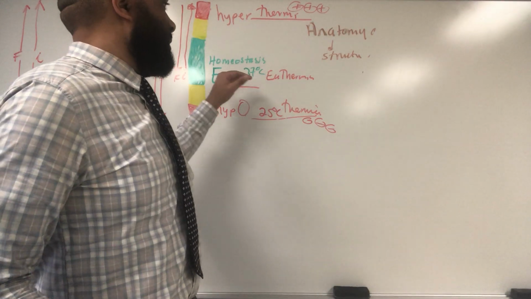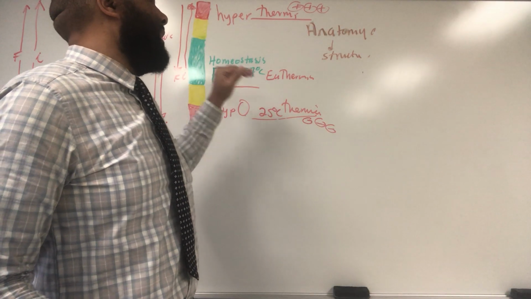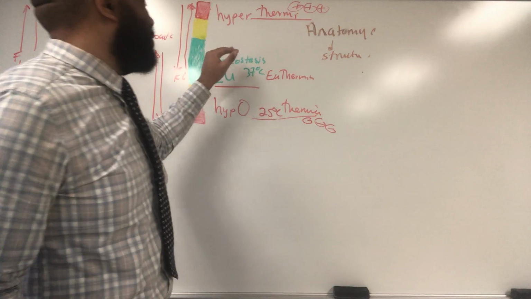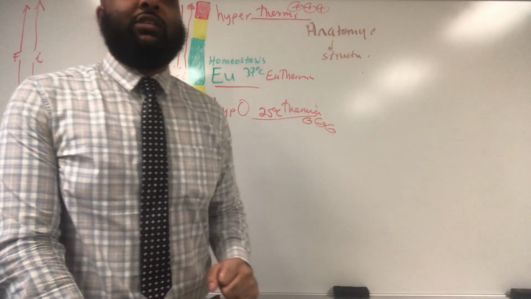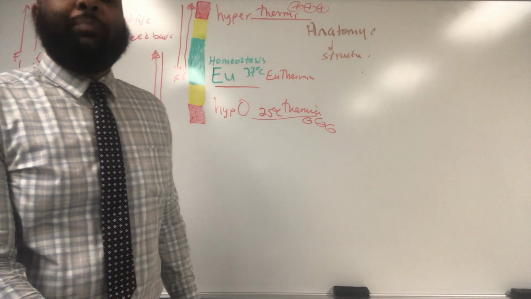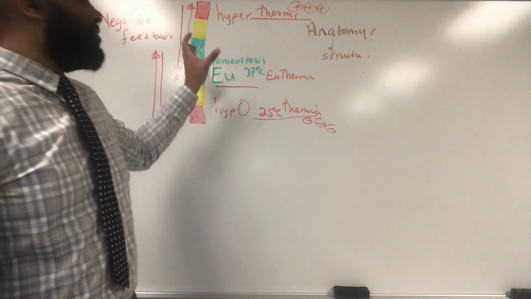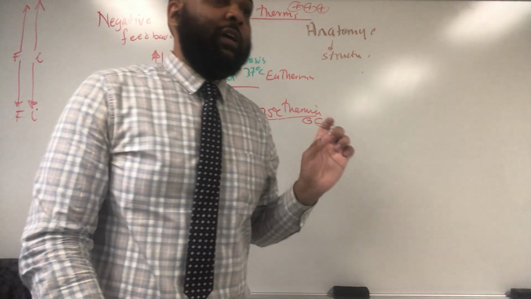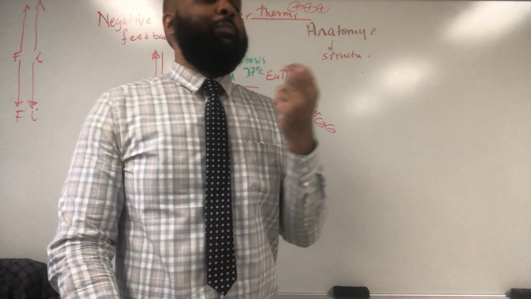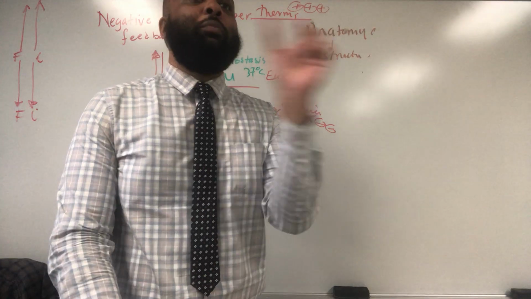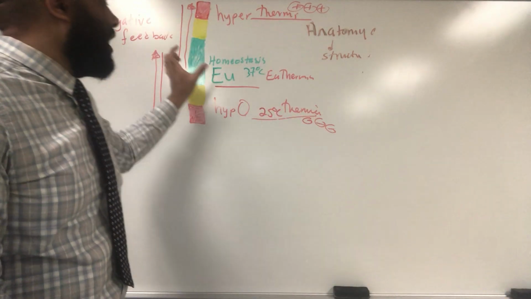If the temperature goes up from euthermia and increases from 37 degrees Celsius up to 40 degrees Celsius, 45 degrees Celsius, what is that called? Hyperthermia. Some students say hyper. Hyper is just a prefix. There's hyperglycemia, hyperthermia, hypertension, hypercalcemia. So you have to say both parts. Hyper what? So this is hyperthermia.